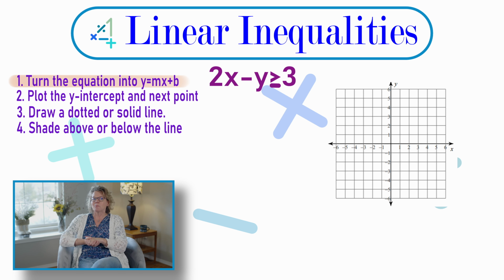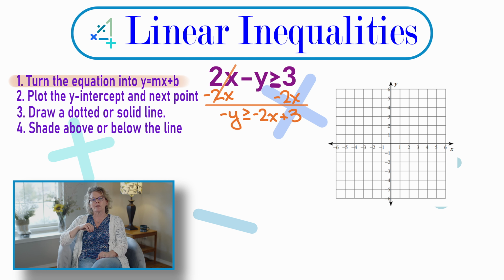We'll follow my steps and see what happens. 1. 2x minus y is greater than or equal to 3. We gotta get that y by itself. Subtract 2x from both sides to get -y is greater than or equal to -2x plus 3. We need to get that negative sign away from the y, so let's divide everything by -1. Remember that rule that we always have a hard time remembering? If we divide an inequality by a negative number, we must flip the inequality. So now we're at y is less than or equal to 2x minus 3. All of those signs change.